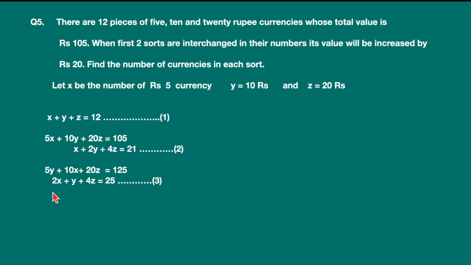So let's write down. Okay, 5y plus 10x. The Z notes will remain as it is, plus 20z is equal to, their value is increased by 20. What is the value? Original value 105. So now it becomes 125. This value increases. So here is the third equation and you can simplify it. You get like this. So these are the 3 linear equations.